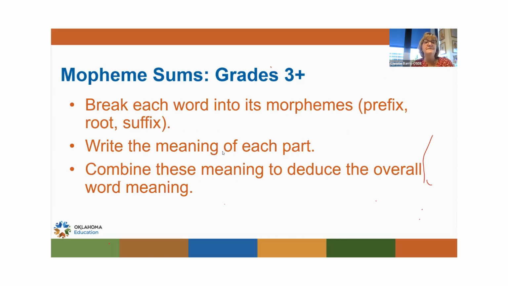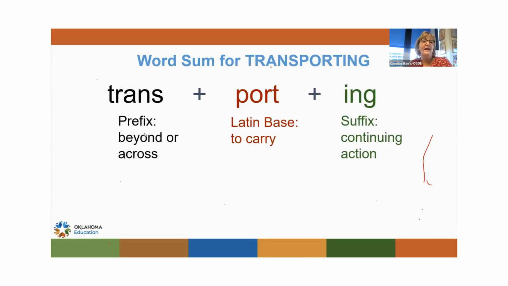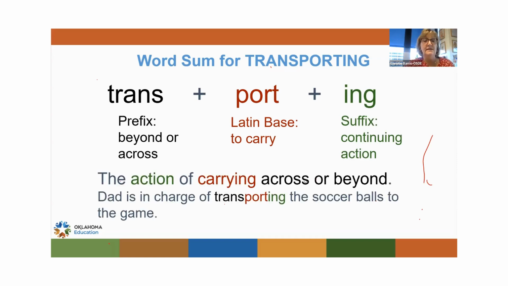One is called a morpheme sum, and I dropped some stuff in your handout for that as well, a place that you can build these. Break each word into its morphemes. We did that at our opening activity. We're going to write the meaning of each part and combine these to come up with a meaning. So here's an example. Trans means beyond or across. Port means to carry. And ing means it's happening right now. It's continuing action. So kids can actually write these meanings as you're learning these suffixes.